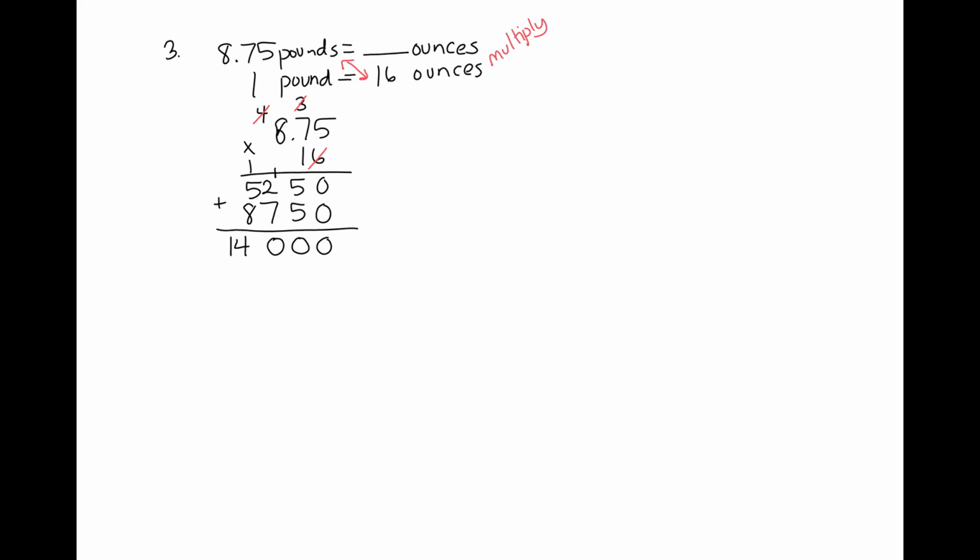Now, this is a whole number, so my decimal is at the end. Since we had a decimal to begin with in our problem, I need to move that decimal until it's to the end of the number. I moved it twice. This means in my answer, I'm going to have to move it twice in the opposite direction, which is to the left. So, my answer is 140 ounces.